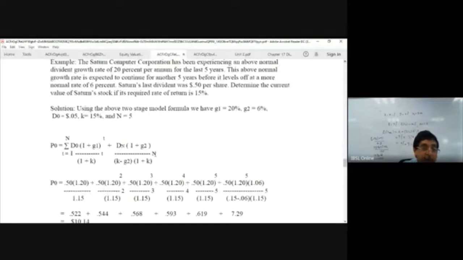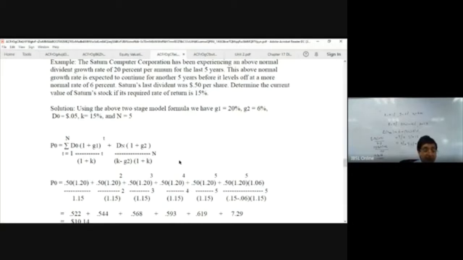Right. Now the two-stage model, even though the formula is given, it's not a big thing. You can just consider it as a two-stage type of a thing. What are these two stages? One stage is calculating the present value of cash flows under the higher dividend growth. That is the first part of the calculation.